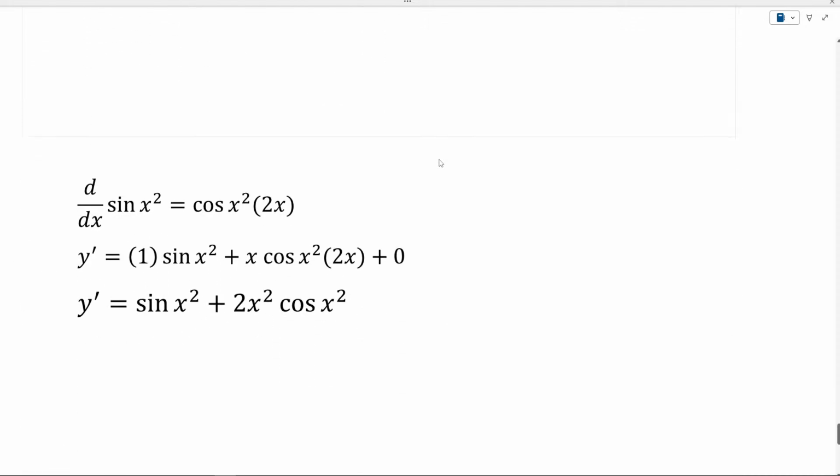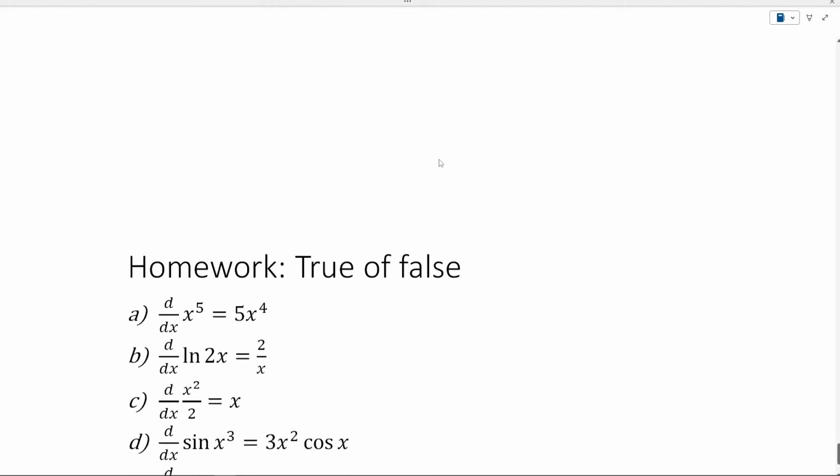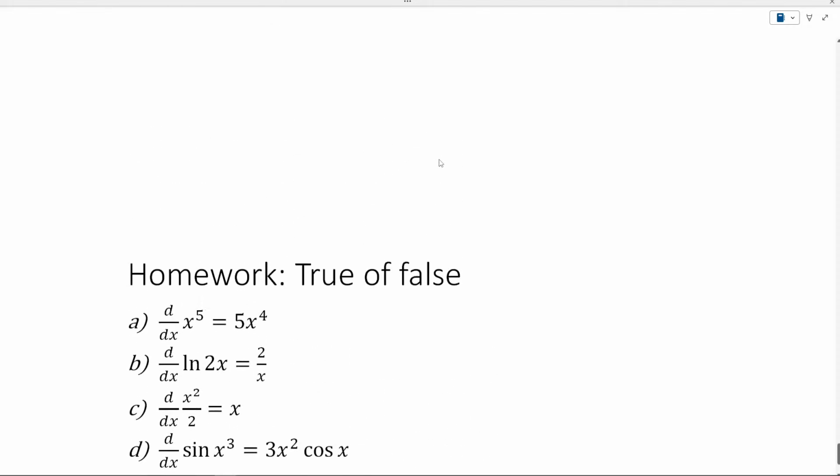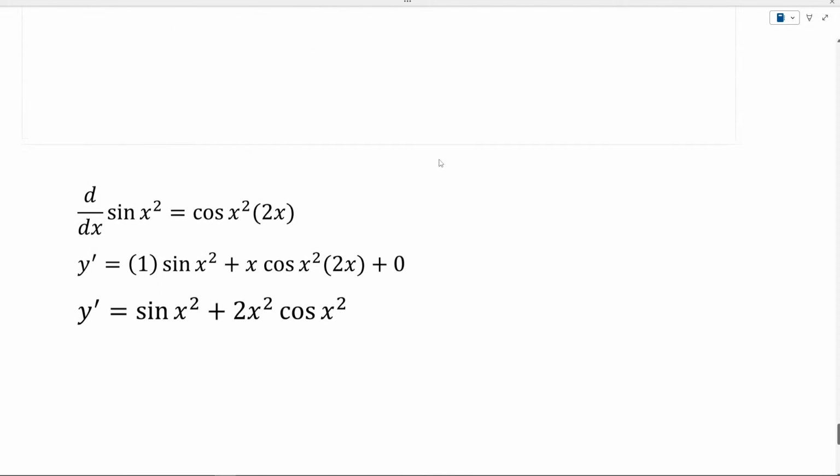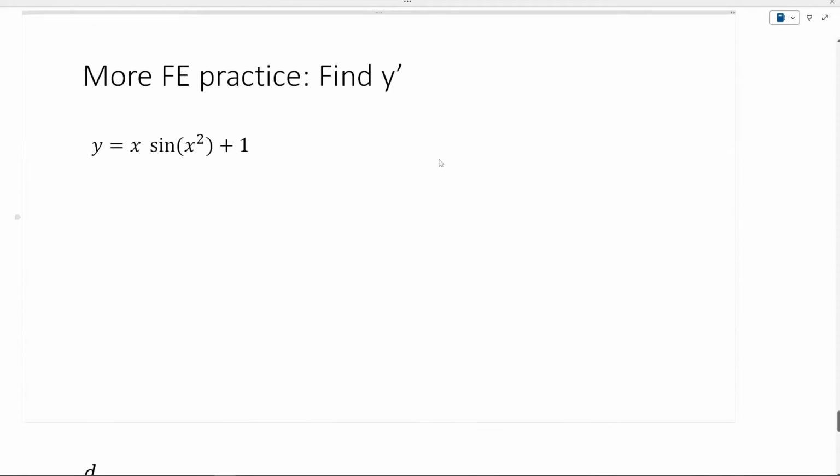And here I put the solution. All these are from the FE exam. If you check the slides, you'll even find more problems. I'm putting more and more problems there for you to practice in the slides.